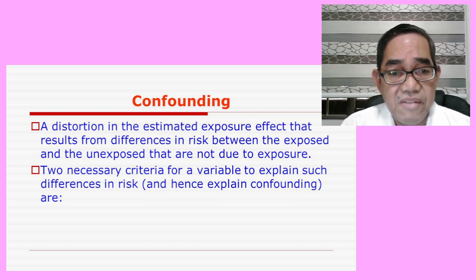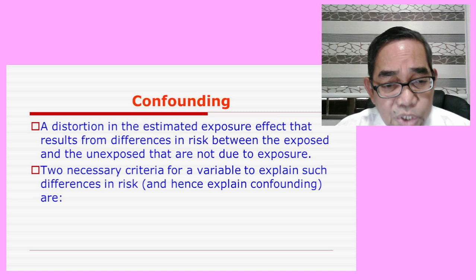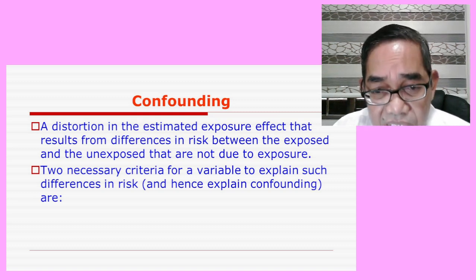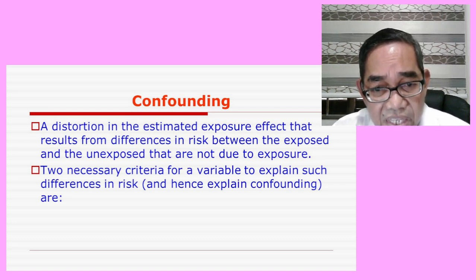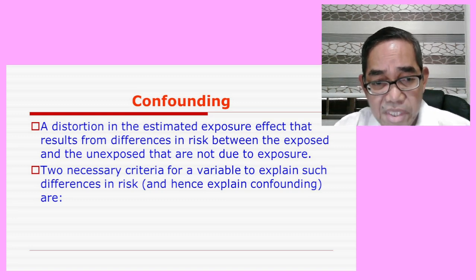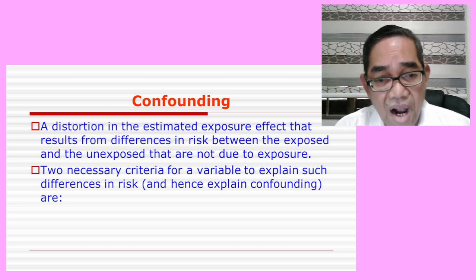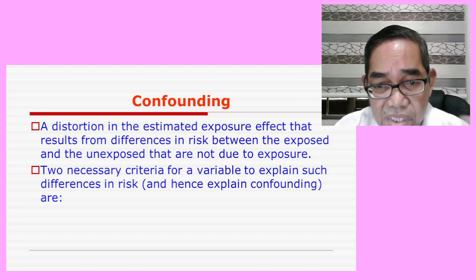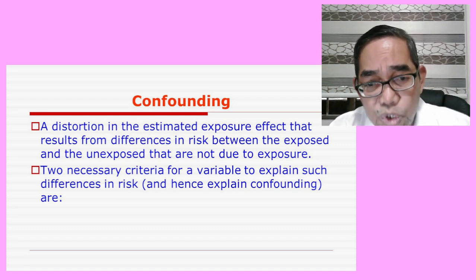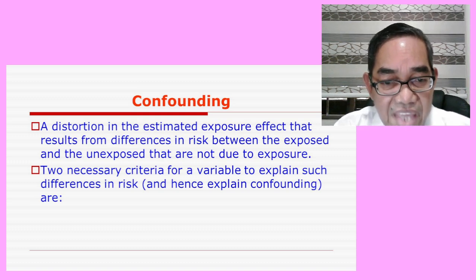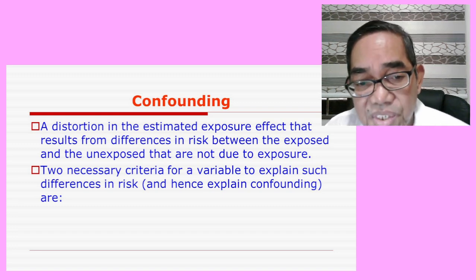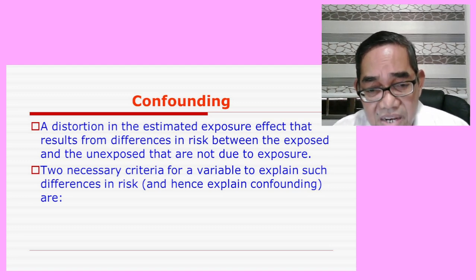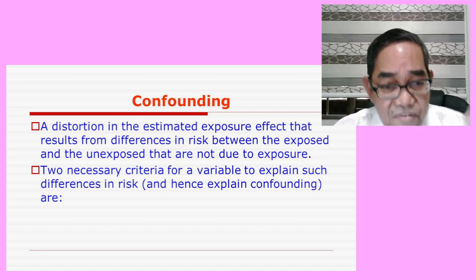That's a distortion in the estimated exposure effect that results from differences in the risk between the exposed and the unexposed. And these differences in the risk between the exposed and the unexposed is normally given as risk ratio or odds ratio. And the differences in the risk between the exposed and the unexposed are not due to the exposure. And that is why there is a distortion in the estimated exposure effect, in the risk ratio or in the odds ratio.